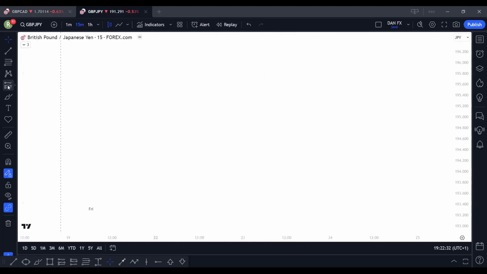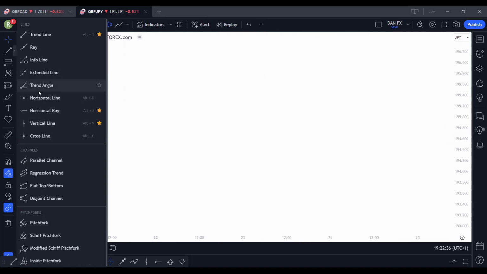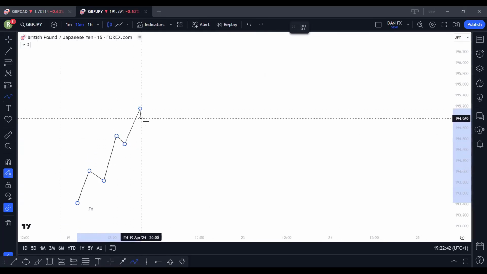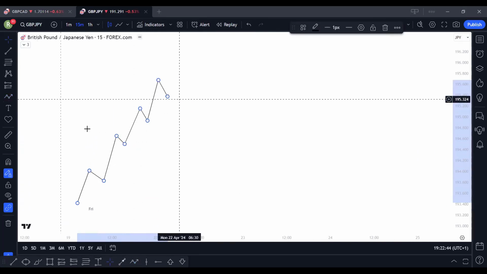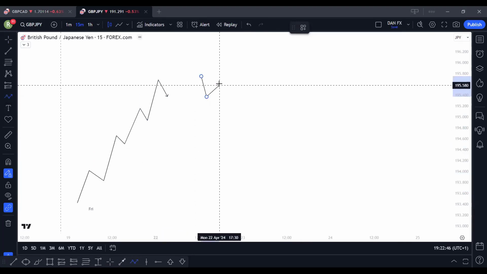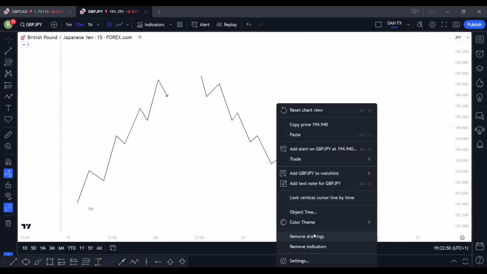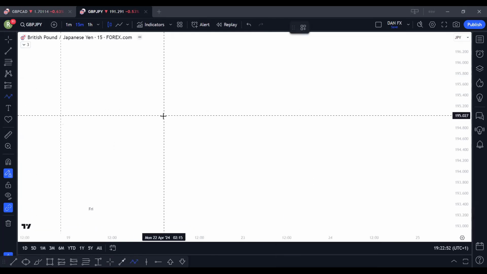So now we all know basic market structure that we've learned on the internet for free, right? We all know that an uptrend consists of higher highs and higher lows, and the downtrend consists of lower highs and lower lows, right? So what exactly is a wedge formation?